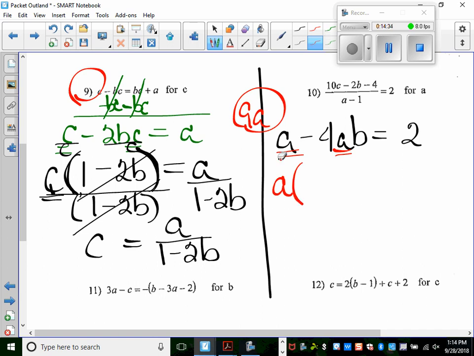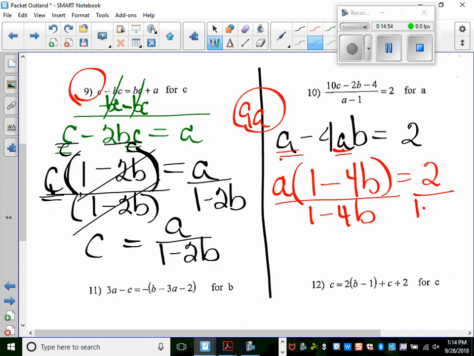So A goes into itself one time. The A just disappears, and I'm left with 4B equals 2. Since I'm trying to isolate A, I then divide by 1 minus 4B. And then I write my final answer as A equals 2 divided by 1 minus 4B. You don't need to divide through by that at all. Just leave it as 2 divided by 1 minus 4B.